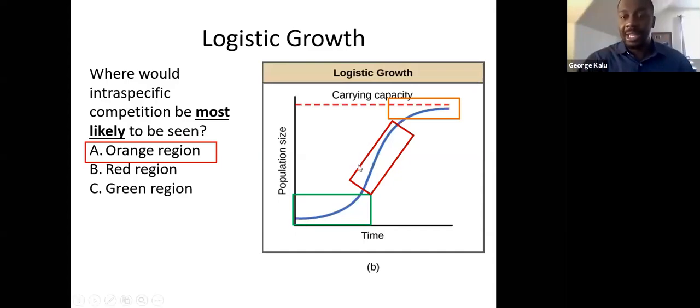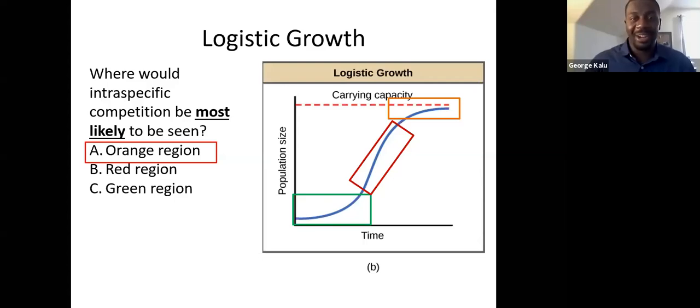Here in the red region, we still have a good number of resources available. So there's not going to be as much competition because there's still lots of resources and not a whole lot of individuals present. Once we get to this orange region, there's going to be a lot of individuals and very few resources. So there's going to be lots of competition for access to those resources. Does that make sense? So that's why the orange region is going to be the most likely location where we're going to see the most competition.